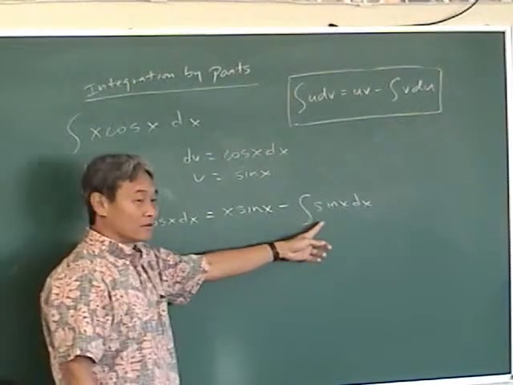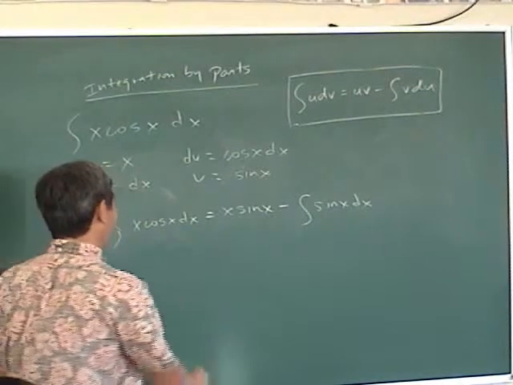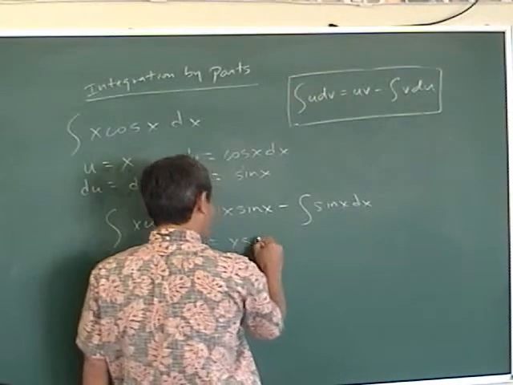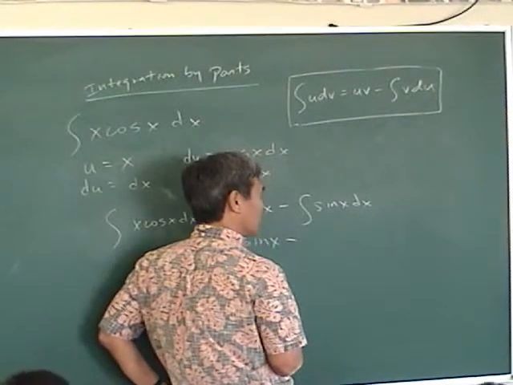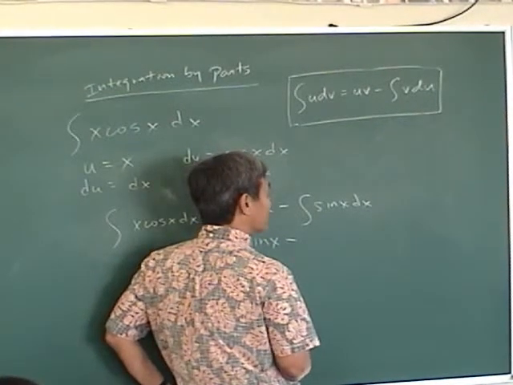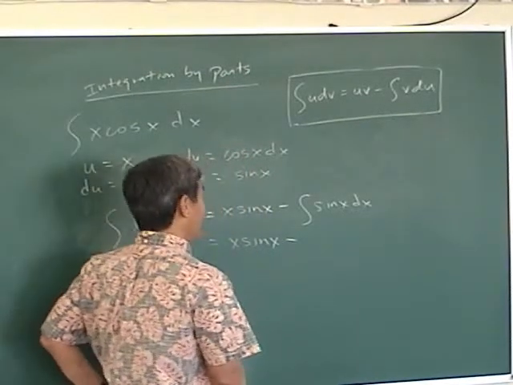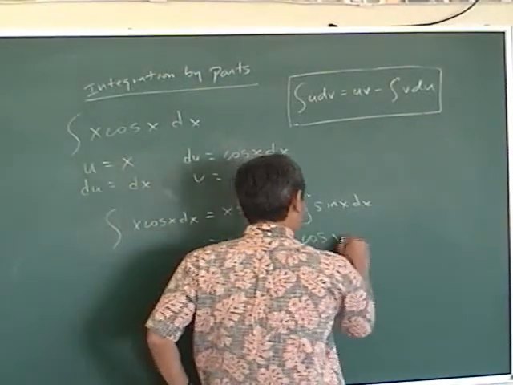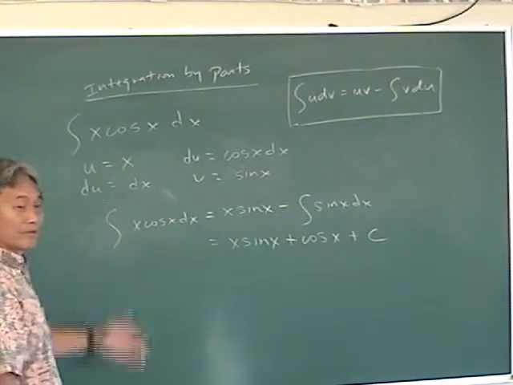Is this integral doable? Yes, that's on the list. So we have x sine x minus, and what's the integral of sine x dx? What's the antiderivative of sine x? You just took the test yesterday. Negative cosine x plus c. And there's your answer. Isn't that the same thing we had from before?